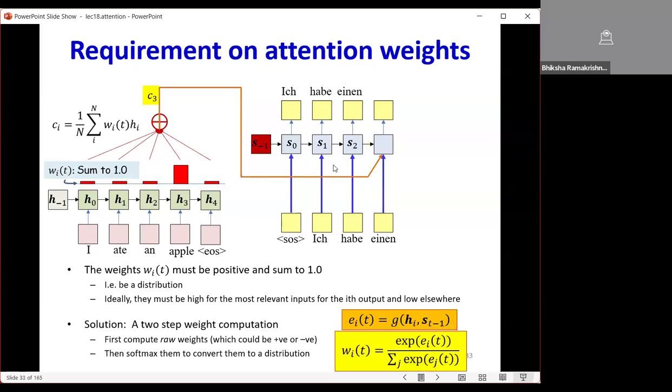You first compute a raw weight for each of these guys, which is just a function of the hidden state and the previous hidden decoder state. I'm representing them as e_i(t). e_i(t) is the raw weight computed for the ith encoder state at the tth decoder time. And so these e_i(t)s are going to be put through a softmax, and now you end up with a set of weights across all of these guys, which are going to sum to 1.